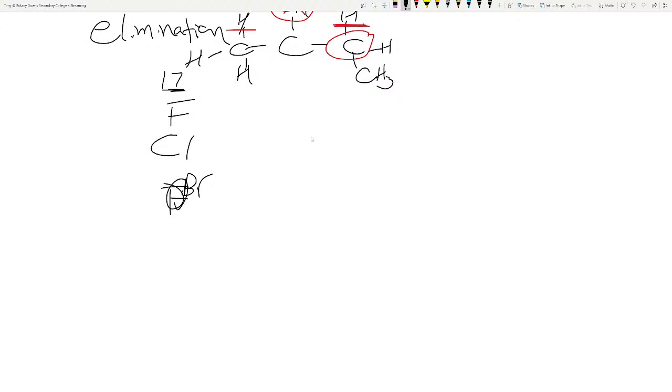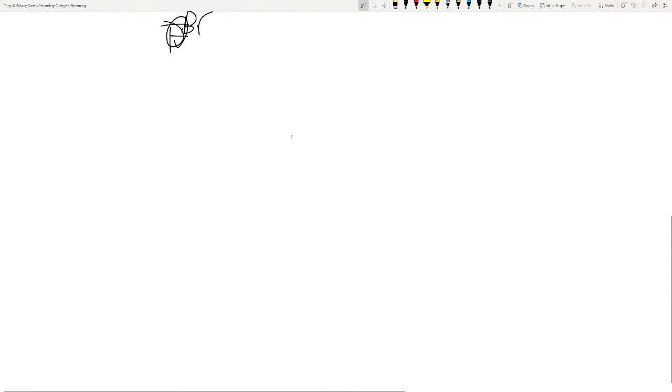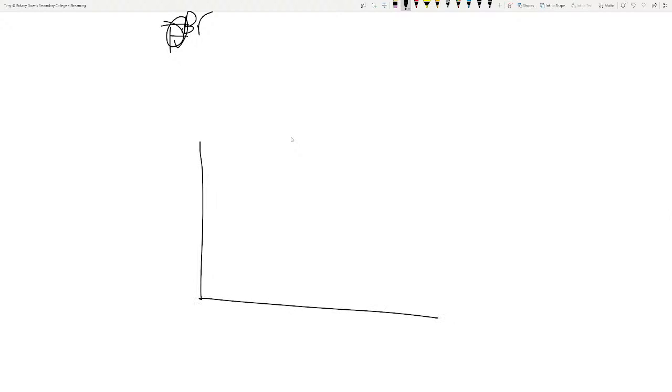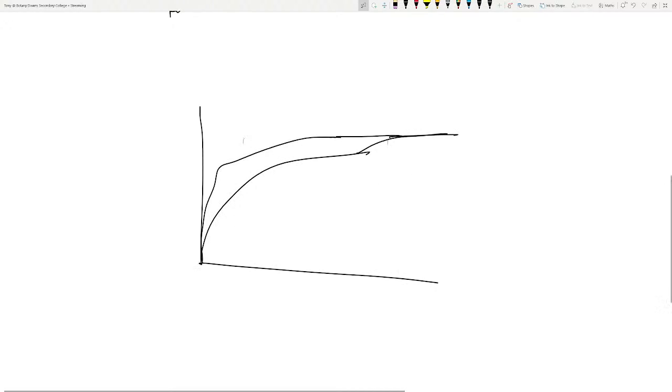Next one, how to do those temperature graph things. I don't know what you mean by temperature graph things. I think you could talk about reactivity. So temperature graph, it just means one is steeper. This is like the year 11 rate of reaction.